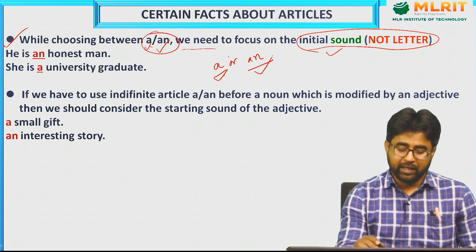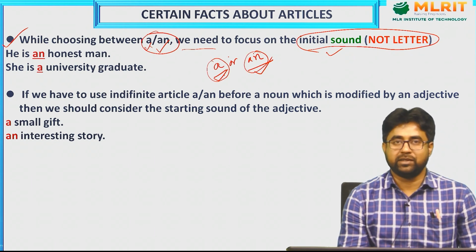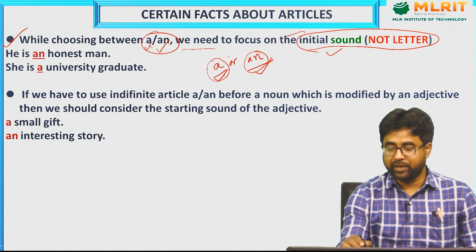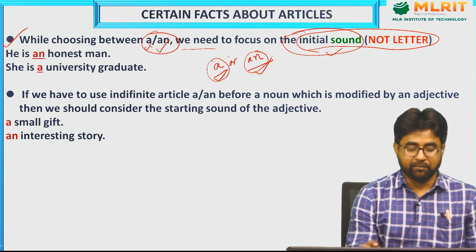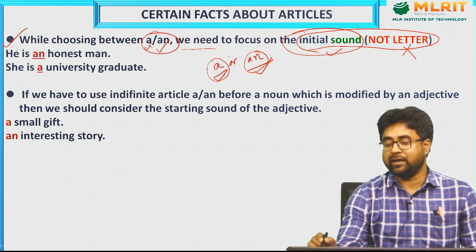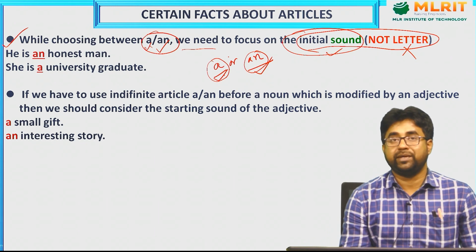You all know, "a" we use before a consonant sound, and "an" we use before a vowel sound. So that's why I'm saying we need to focus on the initial sound of the noun. You can see the example here. It's not about the letter that you have to remember. It's not about the letters a, e, i, o, u. It's always about the sound.